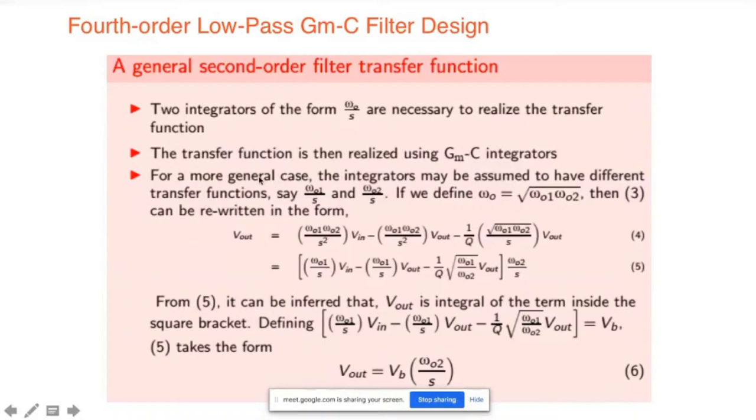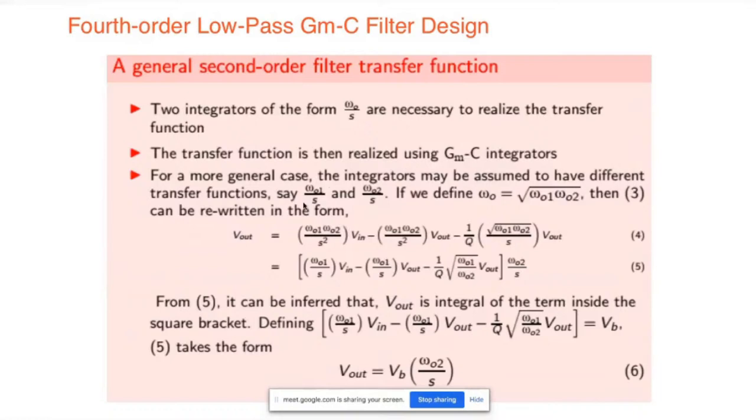Then for a more general case, the integrators may be assumed to have different transfer functions. So let us assume two integrators having different frequencies of operation, omega naught 1 by s and omega naught 2 by s.